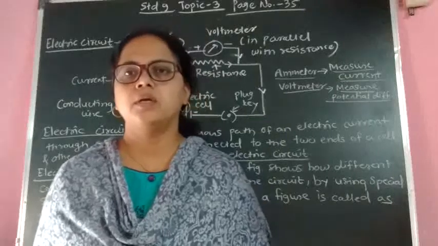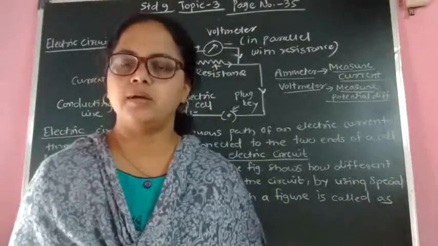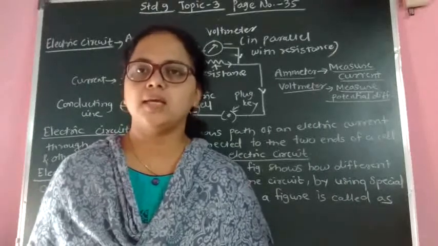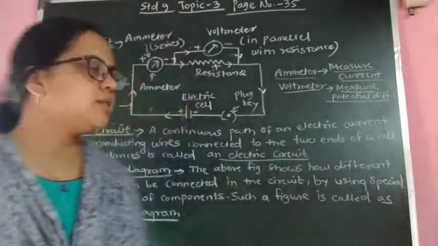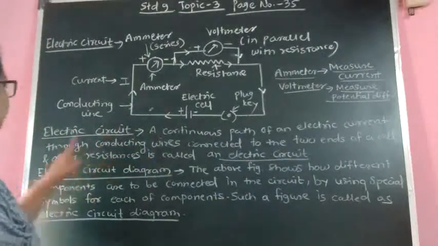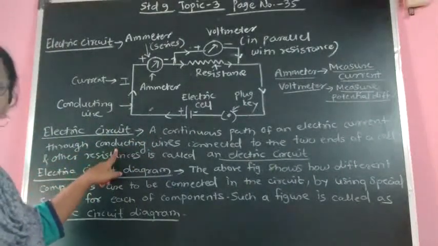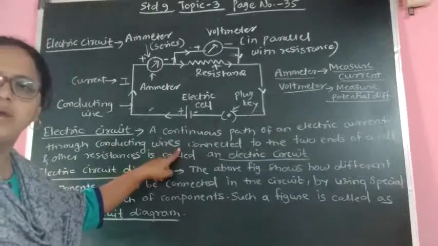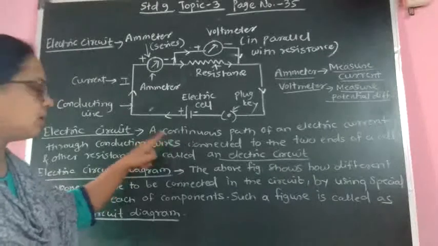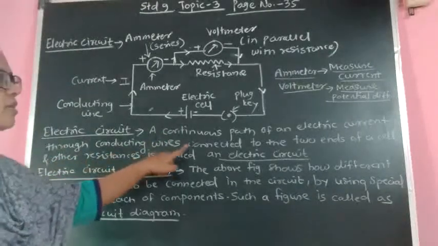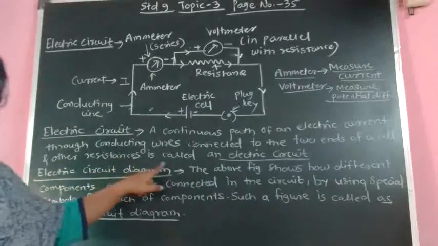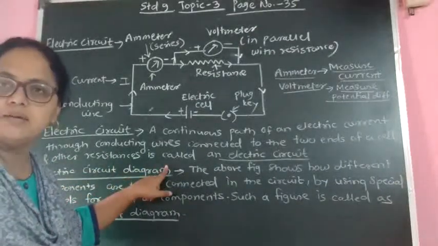Good morning students. Today we are going to learn the next point, that is electric circuit. What is meant by electric circuit? A continuous path of an electric current through conducting wires connected to the two ends of a cell and other resistances is called an electric circuit.